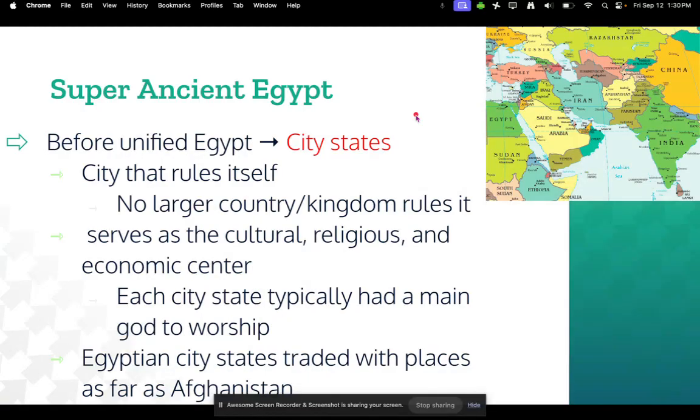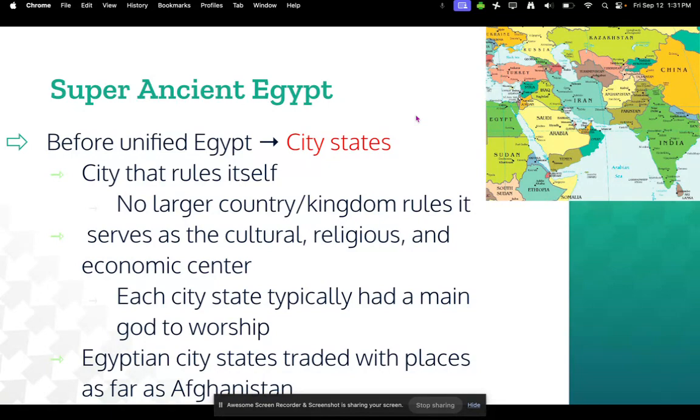So before unified Egypt, there were things called city-states. City-states are cities that rule themselves. That means that the city has its own government, its own military, everything. There's no larger country or kingdom that rules over it. It also serves as the cultural, religious, and economic center for that entire population.